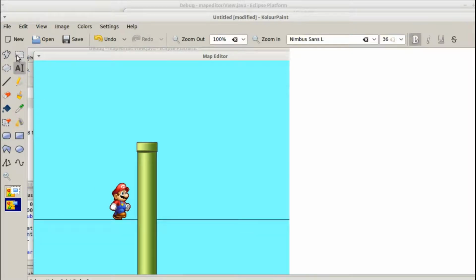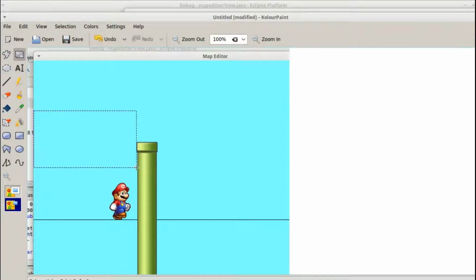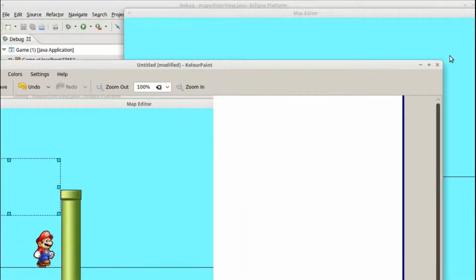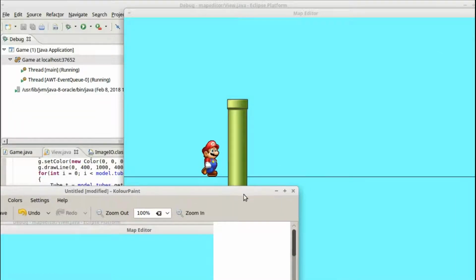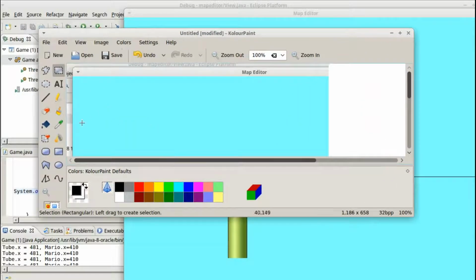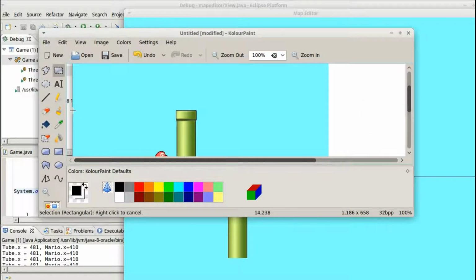Because I want to measure exactly how many pixels it is from the left to right there. That looks to me like, come on, painting program, show me the number of pixels. Is that 271? Okay, let's measure that again. 272. 271 or 272 pixels in from the left side of the screen.